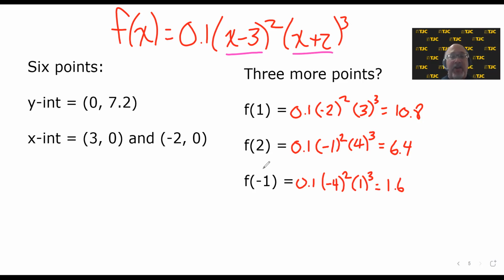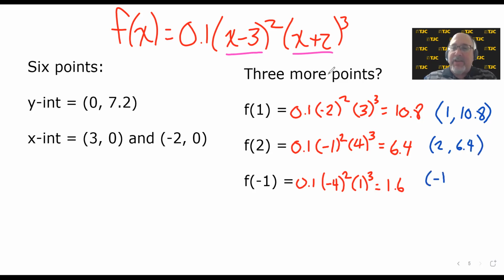All right, so now we've got a total of 6 points, the y-intercept, the 2 x-intercepts, and 3 more points that we generated by choosing some relatively small values to put in for the x value. And remember, every time you do a function problem, the number that goes in is the x and the number that comes out is the y. Our fourth ordered pair will be 1, 10.8. Our second will be 2, 6.4. And our third will be -1, 1.6.